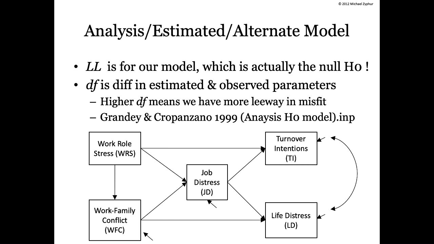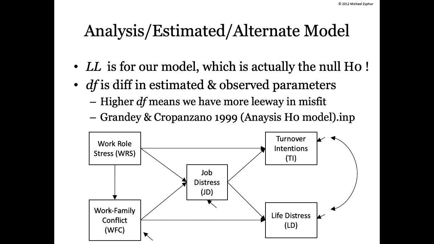That tells us about the fit of this model to the observed data. Or at least it gives us this likelihood value. We can multiply that by -2 and get a chi-square for the analysis model, for the model we actually estimate. In the Mplus output, it's weird, but this is the null model.